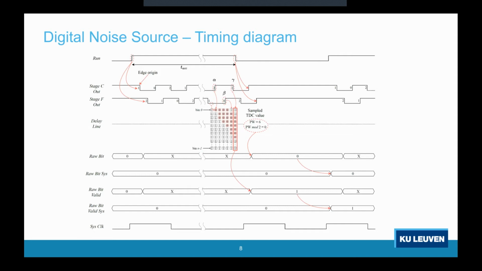Note, however, that the rising and falling edges that participate in this process can originate from any inverting stage, so they can be whichever edge in the ring oscillator. That's why we denote them this way. We use alpha to denote the last rising edge and gamma the last falling edge at the output of stage C, and we use beta to denote the last rising edge at the output of stage F, in order to avoid confusion from always using the triples 2, 0, 1, or 1, 2, 0, or 0, 1, 2.